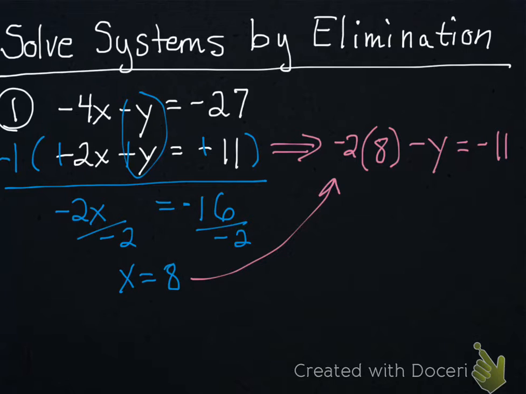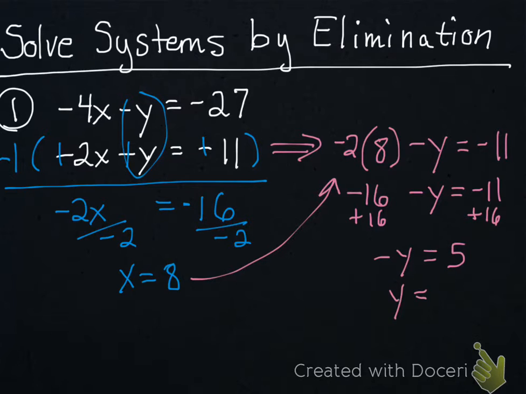Okay, so -2 times -8 is -16. And now we move that over to the other side by adding the 16. So I get -y equals 5. So we have to get rid of that negative sign, so y equals -5. We essentially divide by -1. And now remember, the answer is written as an ordered pair. So I would have 8, -5. And that would be the solution for this system of equations.